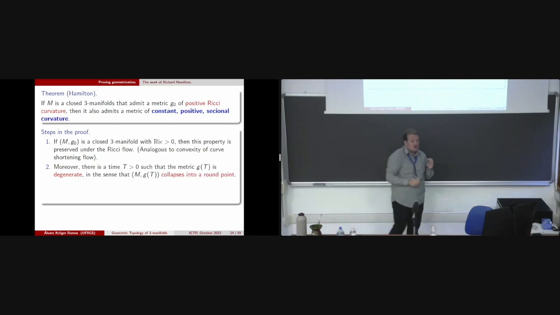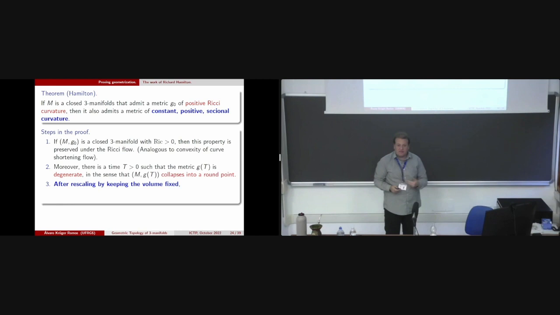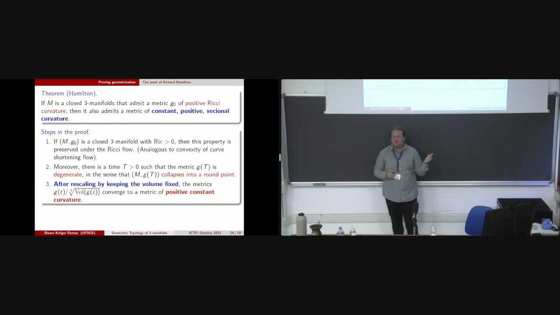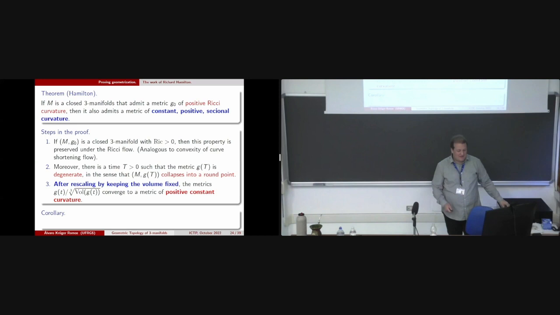And this is going to be a round point in the sense that if you rescale, fixing the volume, dividing by the cubic root of the volume of the whole manifold with that metric, this will converge to a metric of positive constant curvature. So these are the three steps in the proof of Hamilton, why you have a metric of constant positive sectional curvature whenever you have a metric of positive Ricci. A corollary, great thing, these spaces were classified.